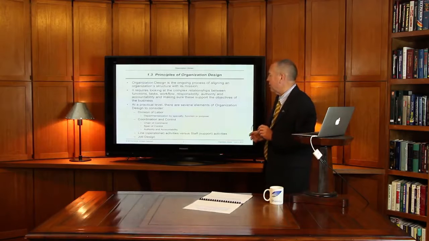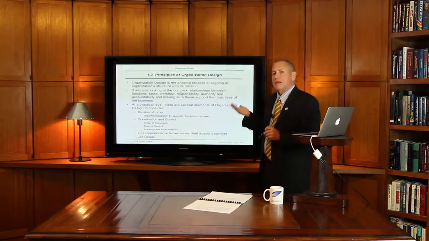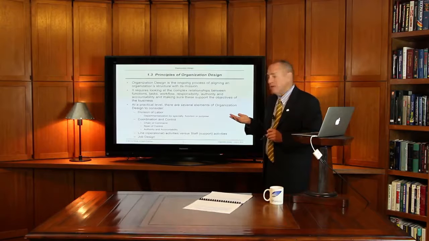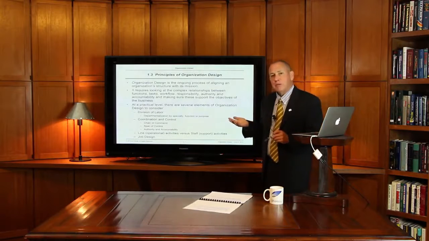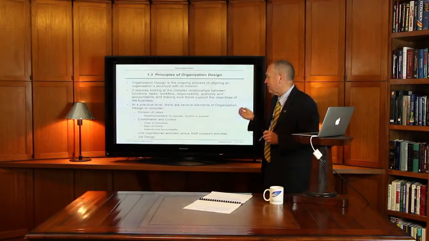At a practical level, there are several things to consider. Division of labor. How are you going to separate the different functions? For example, if you're making widgets in a manufacturing company, then the manufacturing people would be different from the design people, different from the marketing people, etc.